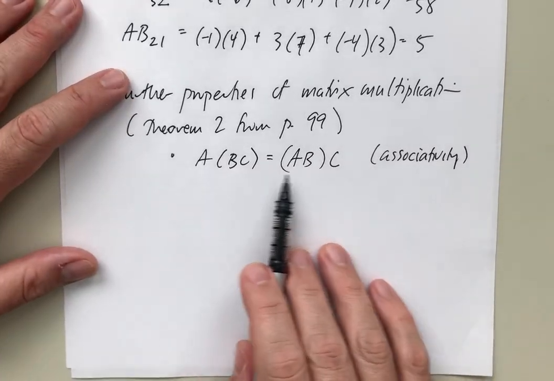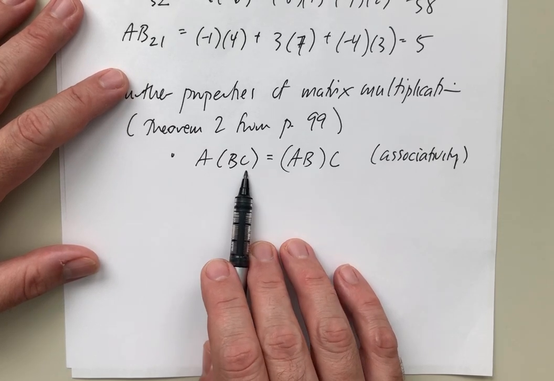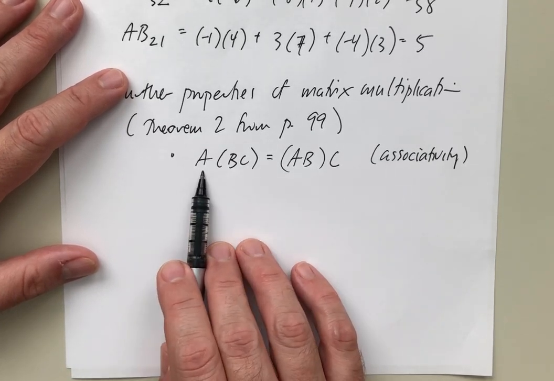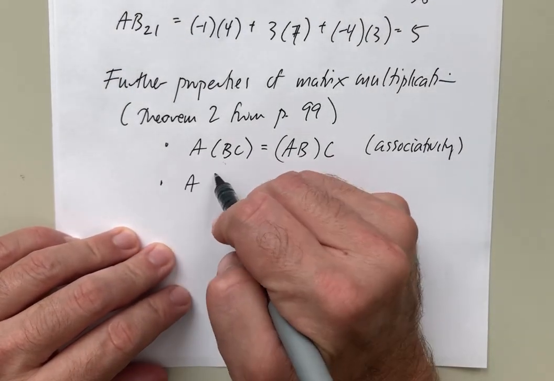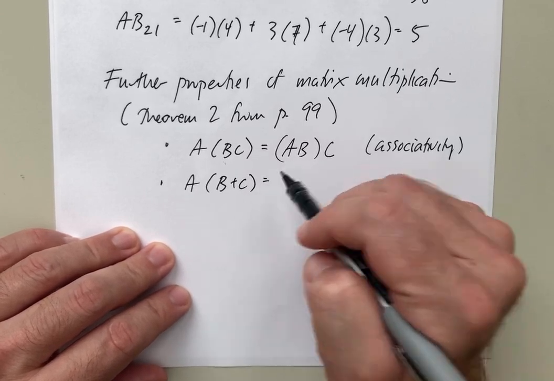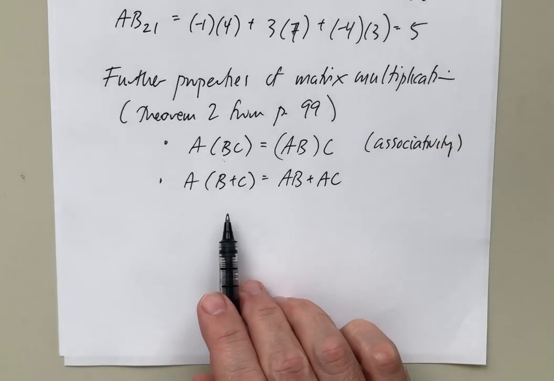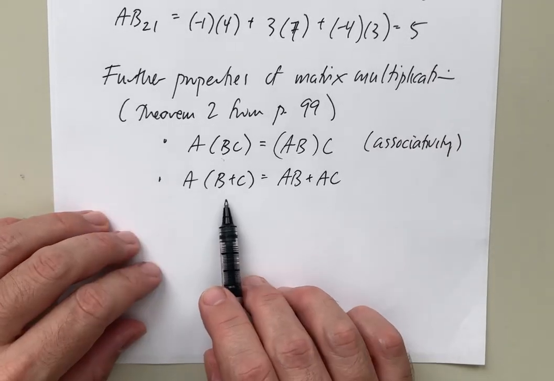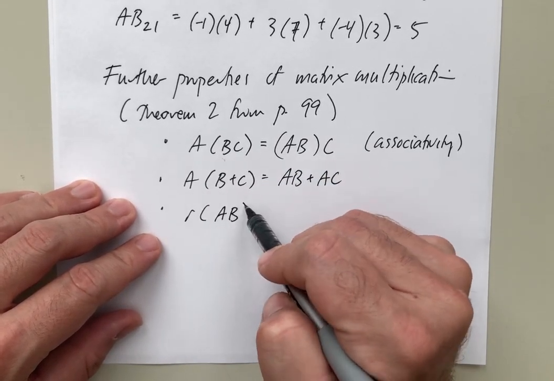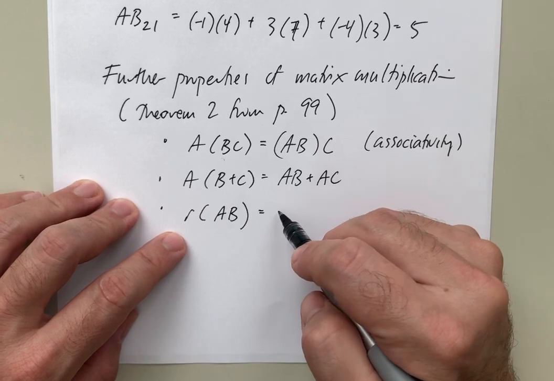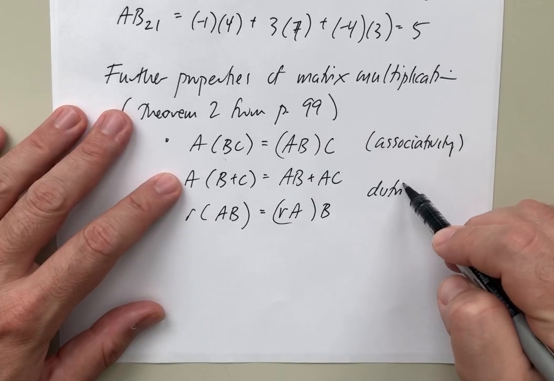I should mention that when I write these down, of course, I only do this when it makes sense, when the number of columns of A equals the number of rows of B, etc. You also have a distributive property, so remember, we can also add matrices. If all the shapes of the matrices are correct to make this make sense, then we have a distributive property. You can also distribute scalars, meaning if I take a real number r times AB, this is the same as rA times B. These are distributive properties.